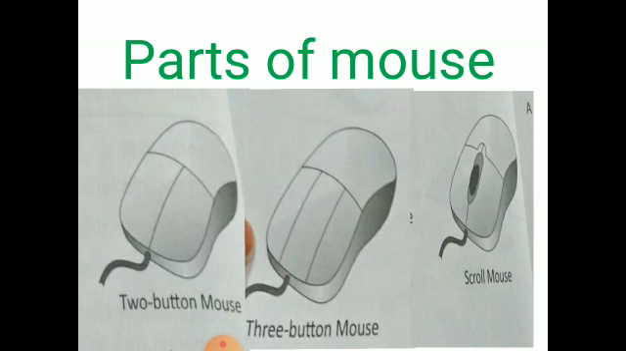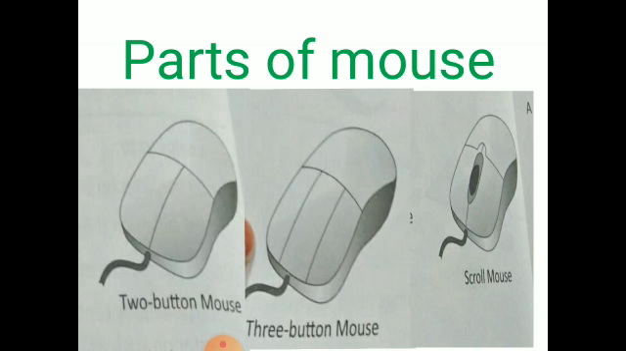Children, some mouse have 2 buttons and some mouse have 3 buttons. As you see in this picture, the first mouse has 2 buttons and the second mouse has 3 buttons.